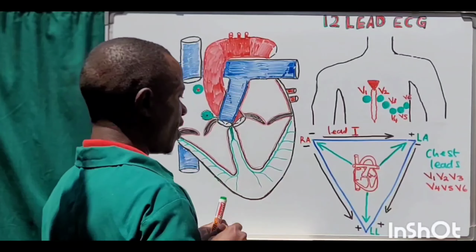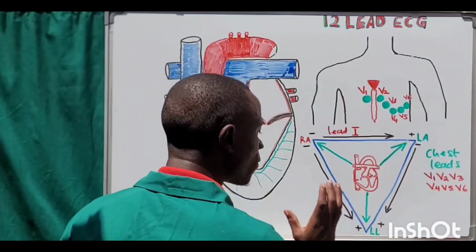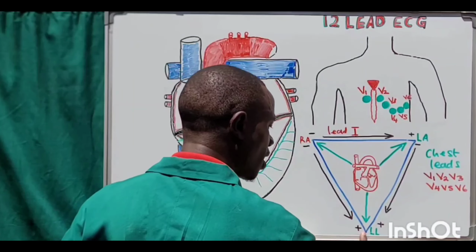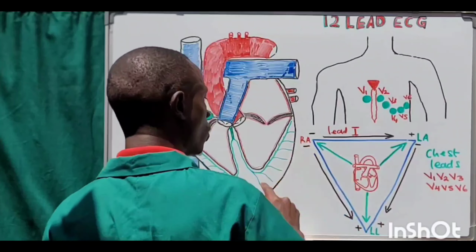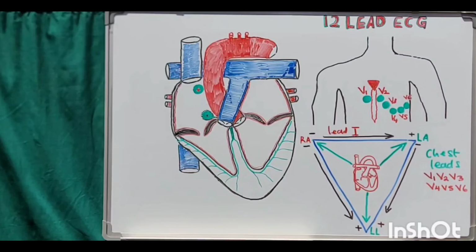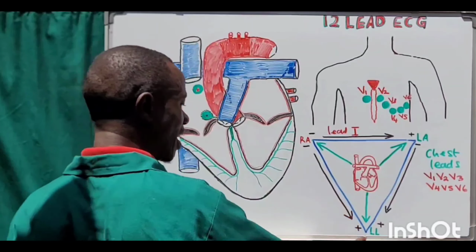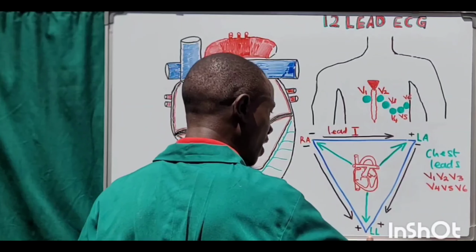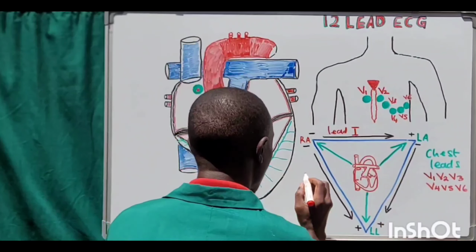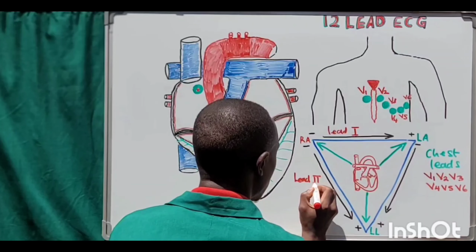Okay, and then there is another lead whereby you're going to be looking at the heart from the inferior view. We're going to be looking from the left leg, and then we look at the right arm. So now we are looking at the heart from this view. Whenever you're looking at the heart from the left leg to the right arm, he called this one lead 2.